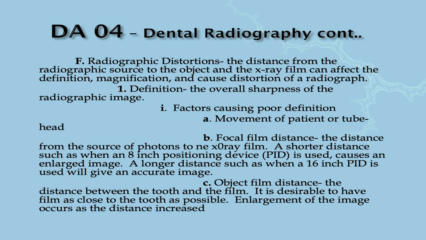So the definition is the overall sharpness of that radiographic image, which can change based on where that tube head is. So factors causing poor definition, as we discussed, are movement of the patient or tube head, and also the focal film distance. So the distance from the source of the photons, which is the tube head, to the image that's in the patient's mouth. A shorter distance, such as when an 8-inch positioning device is used, can cause an enlarged image, whereas a longer distance, such as 16 inches, is used to give more of an accurate image.